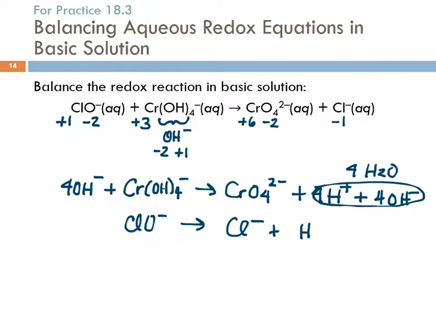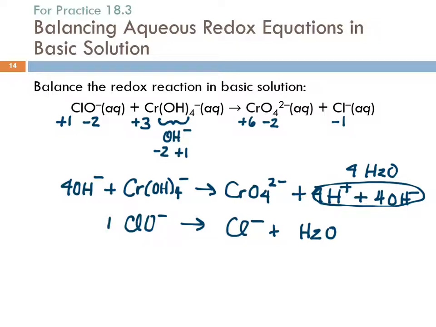You can't just add OH? No, it wouldn't matter. We're going to follow the rules. Yeah. And after you get really comfortable with them, if you want to take shortcuts, you can do that. But I'm not going to do it in front of people.